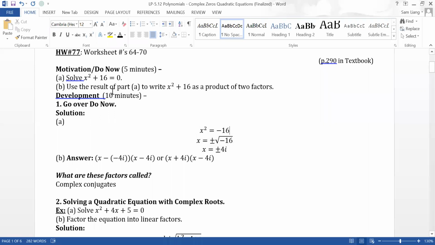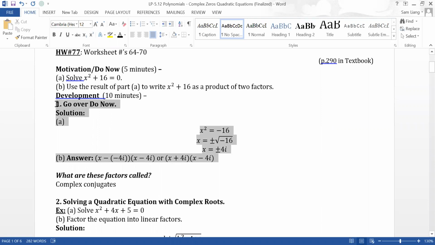For part B, we're going to write this as two factors, so it'll be x minus the first one. I wrote negative 4i first, and then the other one is x minus the other zero, which is positive 4i. So if you distribute the subtraction, you're going to get x plus 4i, and then x minus 4i. As a reminder, these factors are called complex conjugates. Remember from last week, we talked about conjugates. So for x plus 4i, the conjugate, you just change the sign, so it's x minus 4i.